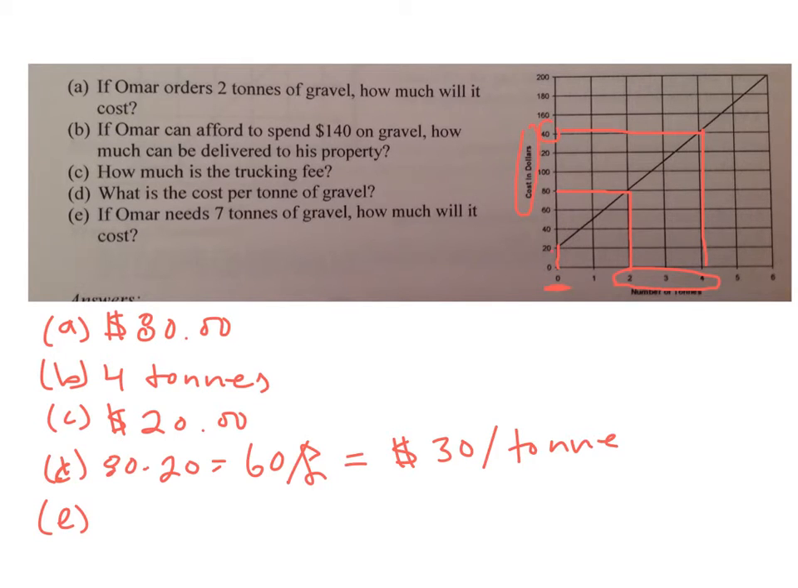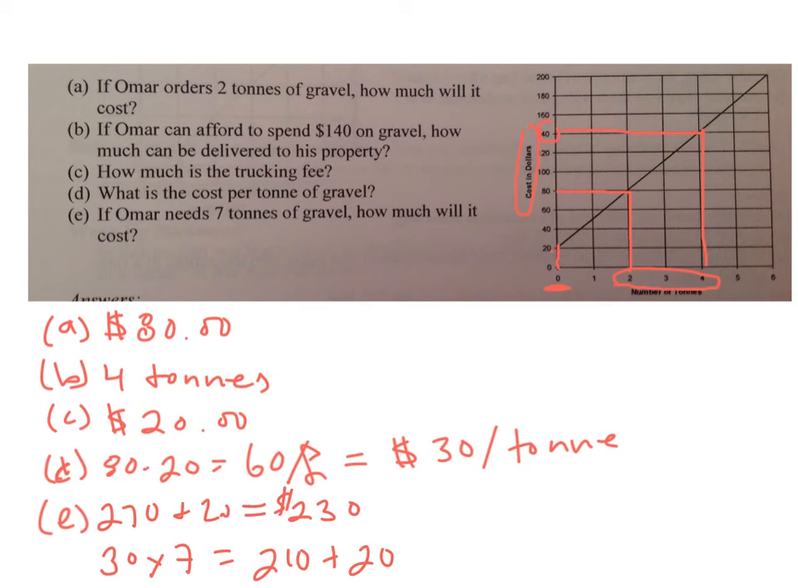If Omar needs 7 tons of gravel, well, I could do 7 times 30, and 7 times 30 is $210. And then I would still have to add the trucking fee, which was $20. So I would know that it would cost me $230 altogether, because if it's $30 per ton times 7 tons, that's $210. The trucking fee is $20. 210 plus 20 is $230 to order 7 tons of gravel.